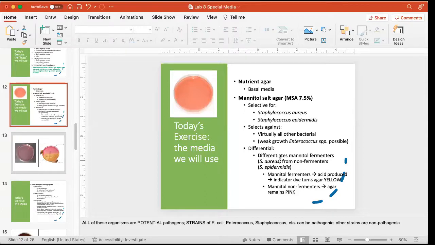Staph aureus, Staphylococcus aureus, is a mannitol fermenter. Staphylococcus epidermidis is a non-fermenter. When mannitol fermenters grow on MSA, they use this sugar, this mannitol, they ferment it, and they produce an acid. The indicator dye in the agar then turns yellow. Remember, mannitol salt agar starts off as this light pink color. So if a mannitol fermenter grows on this agar, the agar is going to turn yellow where the colonies are. Not the colonies, by the way, the media is going to turn yellow.